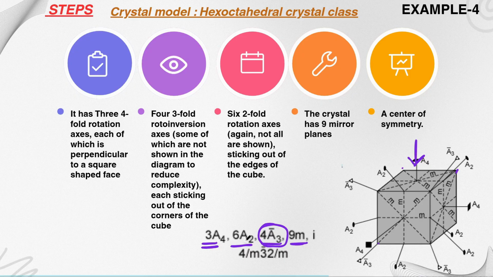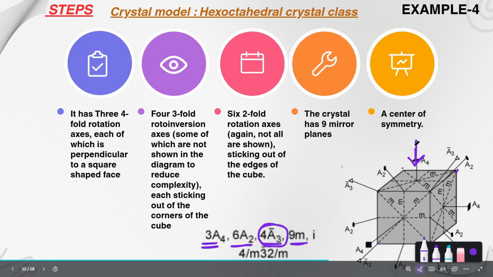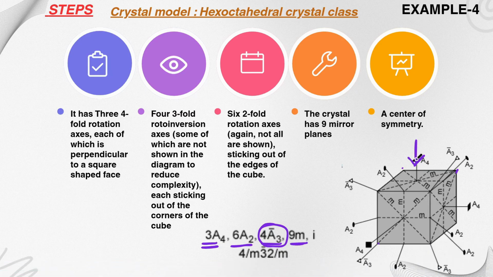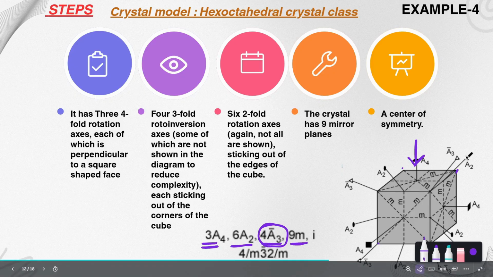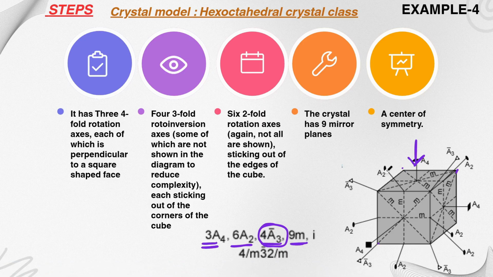Hence, this 4/m is unique. One of the uniqueness, and the 3-fold symmetry is another uniqueness, which passes through the solid angles. Similarly, 2-fold symmetry is also unique because it passes through the edges. So we have to write 4, 3 and 2. These are the 3 different unique sets of symmetries present in this particular class.